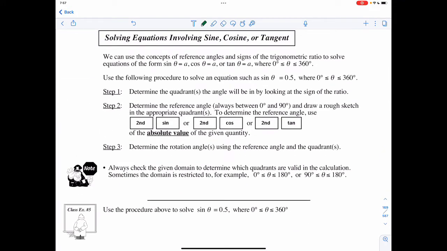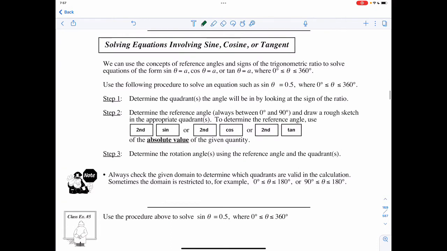When we're solving the equations, we solve them based on whether the ratio is positive or negative to know where the rotation angle would exist. Then, based on the parameters, in this case looking for the possibilities between 0 and 360, if I know the ratio is positive, there are going to be 2 quadrants that can end in there. So using that reference angle, I can figure out what the rotation angles would be.